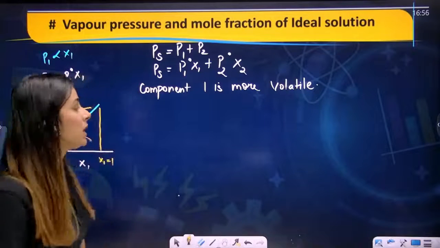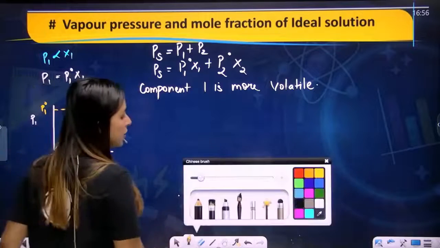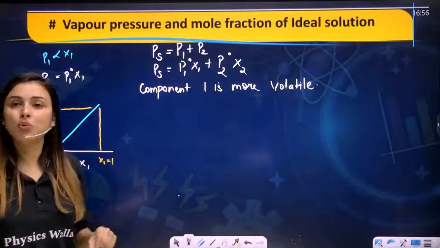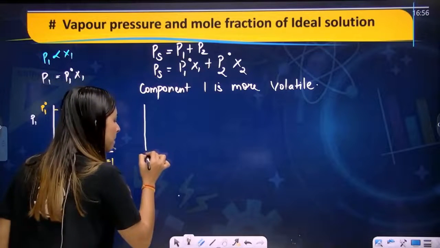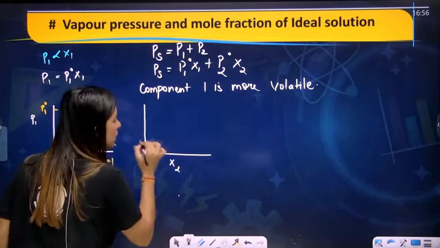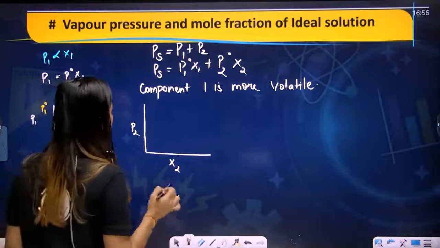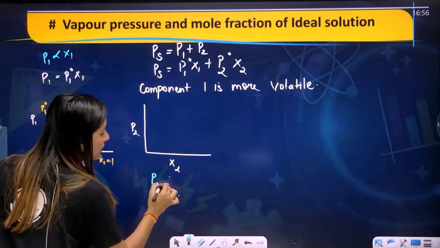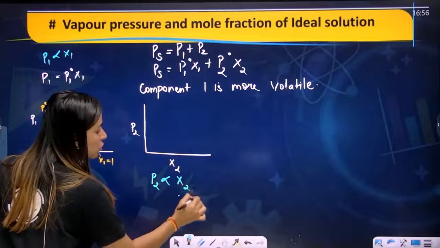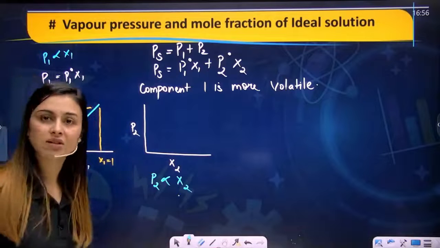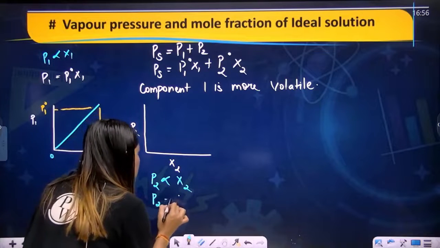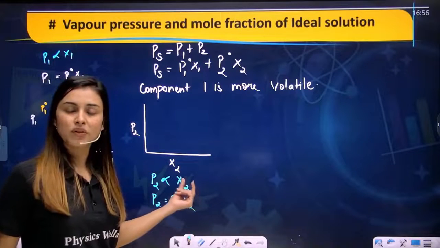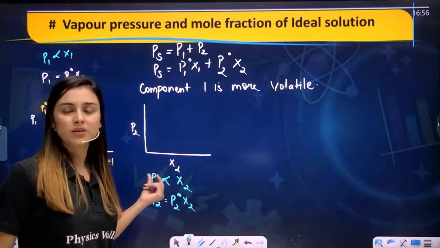Yes. Now, if you have drawn this, can you draw the same graph for the second component? Yes, ma'am, we can draw. See, you have x2 here, you have P2 here. Same, my dear students, you know that P2 is directly proportional to x2. So you can say that P2 will be equal to P2 naught x2, right? The more the mole fraction of the second component in the solution, the more will be its vapor pressure.